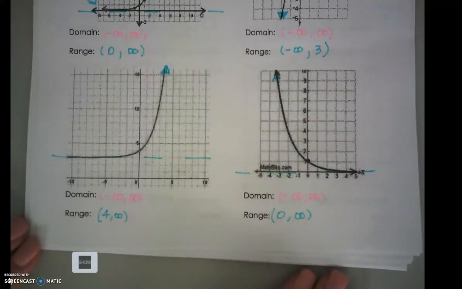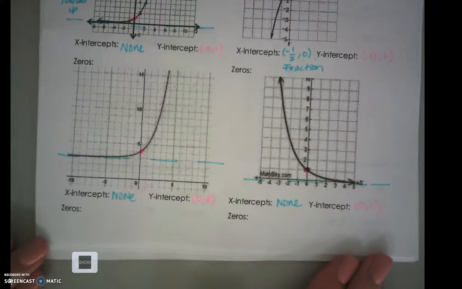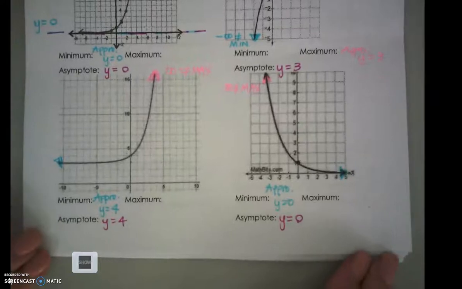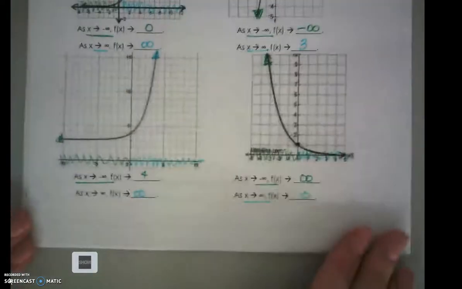These are the domain and range answers. These are the x and y intercept answers. These are the maximum and the minimum answers. These are your interval of increase or decrease answers. And your end behavior answers.